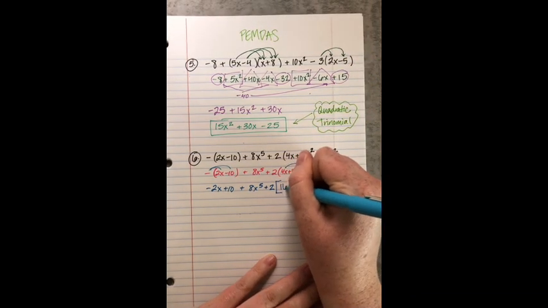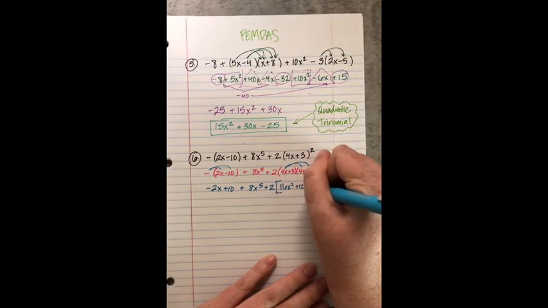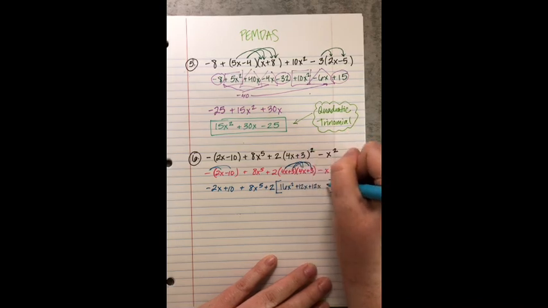4x times 4x is 16x squared. 4x times 3 is 12x. 3 times 4x is 12x. 3 times 3 is 9.